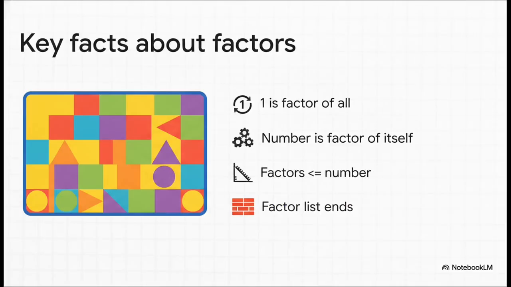Now, the absolute biggest takeaway here is that factors have strict boundaries. Remember our golden rule. Factors fit into a number. Because they have to physically fit inside, they are always going to be less than or equal to your starting number. This means your list of factors will always come to a firm end. Plus, here are 2 freebies you should just memorize. 1 is a factor of every number, and every number is a factor of itself.